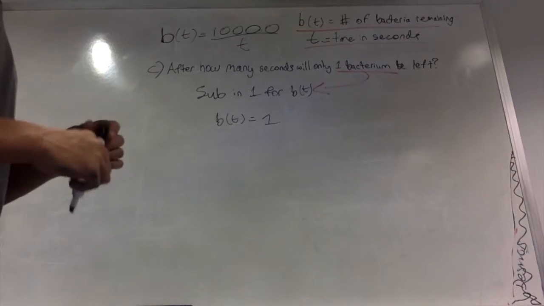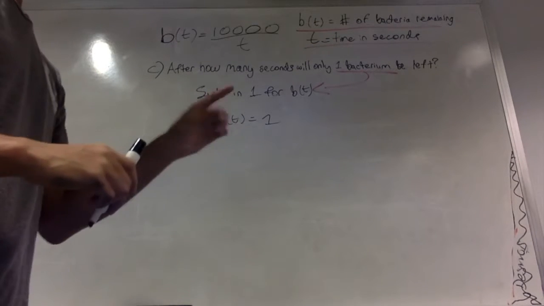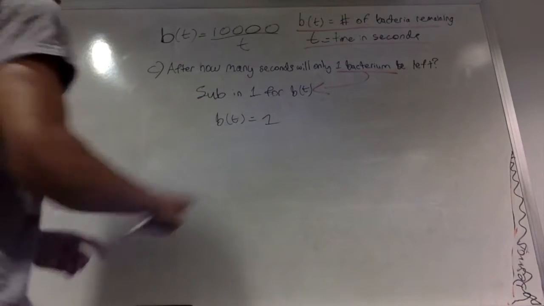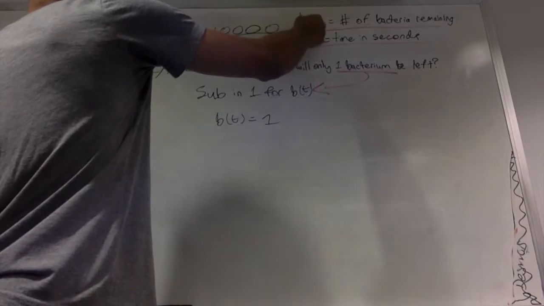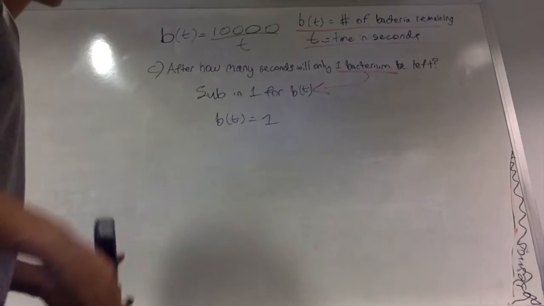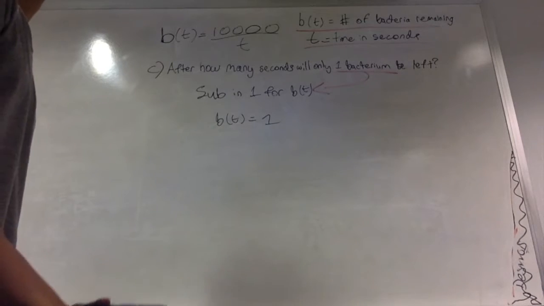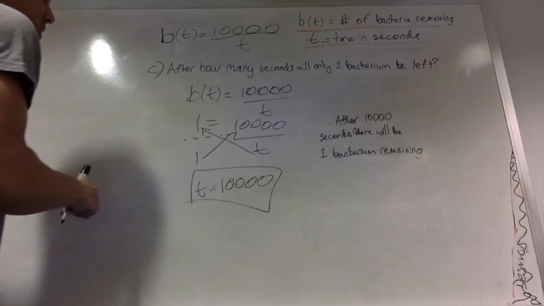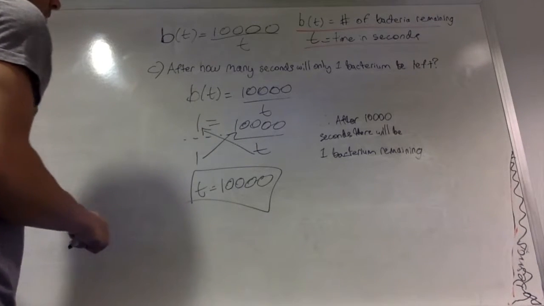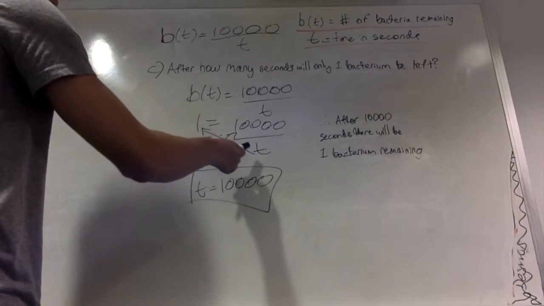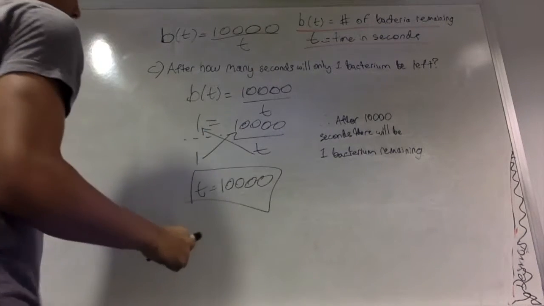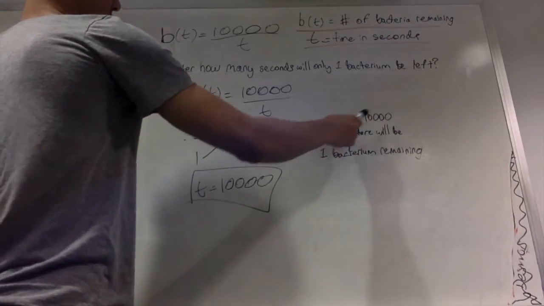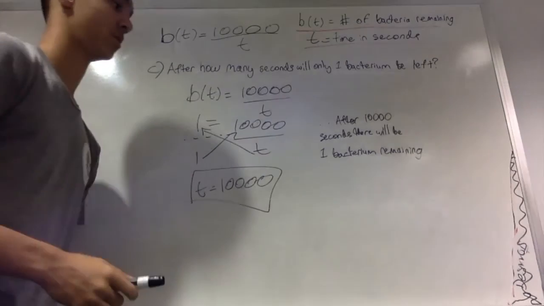Moving on, question C is asking us, after how many seconds will only one bacterium be left? So we need to sub in 1 for B(t) because the question gives us 1 bacterium left, and we know B(t) is equal to the number of bacteria remaining. Therefore, B(t) is equal to 1. So we restate our original equation, B(t) = 10,000 over t, and then we sub in 1 for B(t). We cross multiply, so it is t times 1 and 1 times 10,000, and that gives us t = 10,000, meaning that after 10,000 seconds, there will be 1 bacterium remaining.